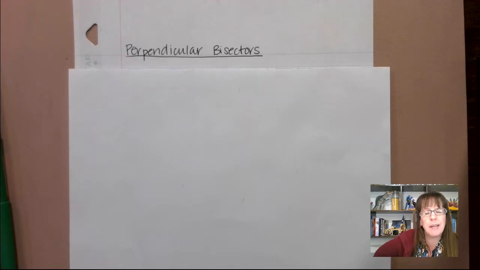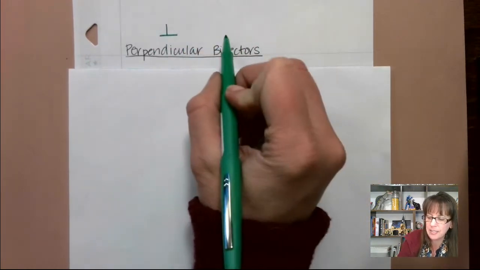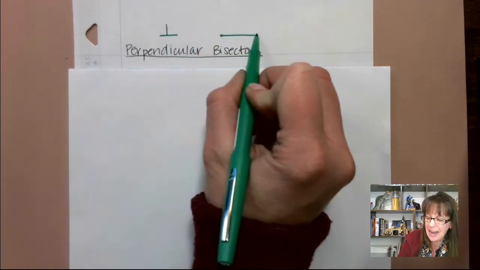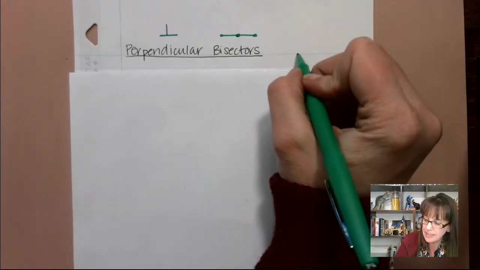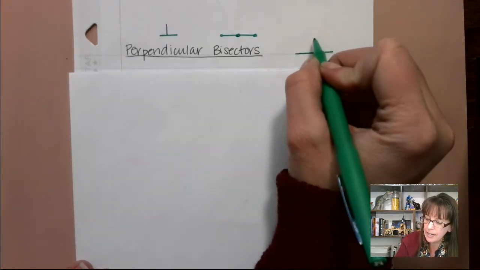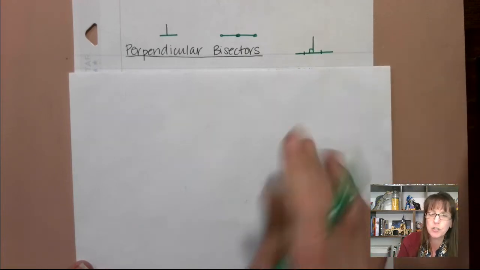And a perpendicular bisector is exactly what it sounds like. Remember, perpendicular creates right angles, and a bisector cuts something exactly in half. So if we have a perpendicular bisector, and we have a segment here, it is going to cut it exactly in half, and it's going to create a right angle, just like that.